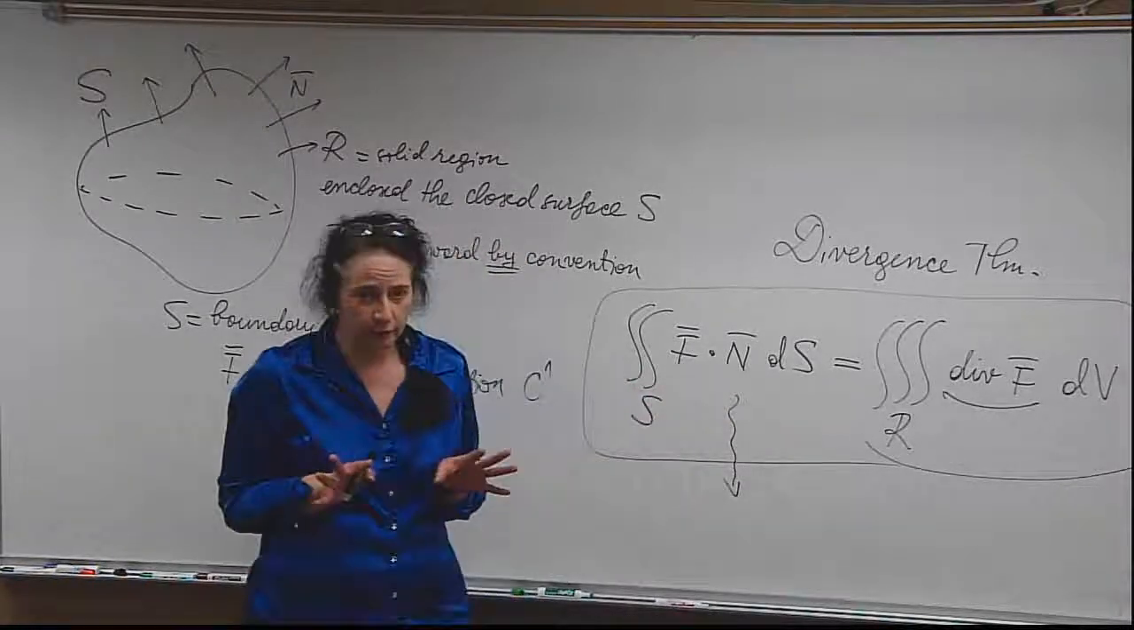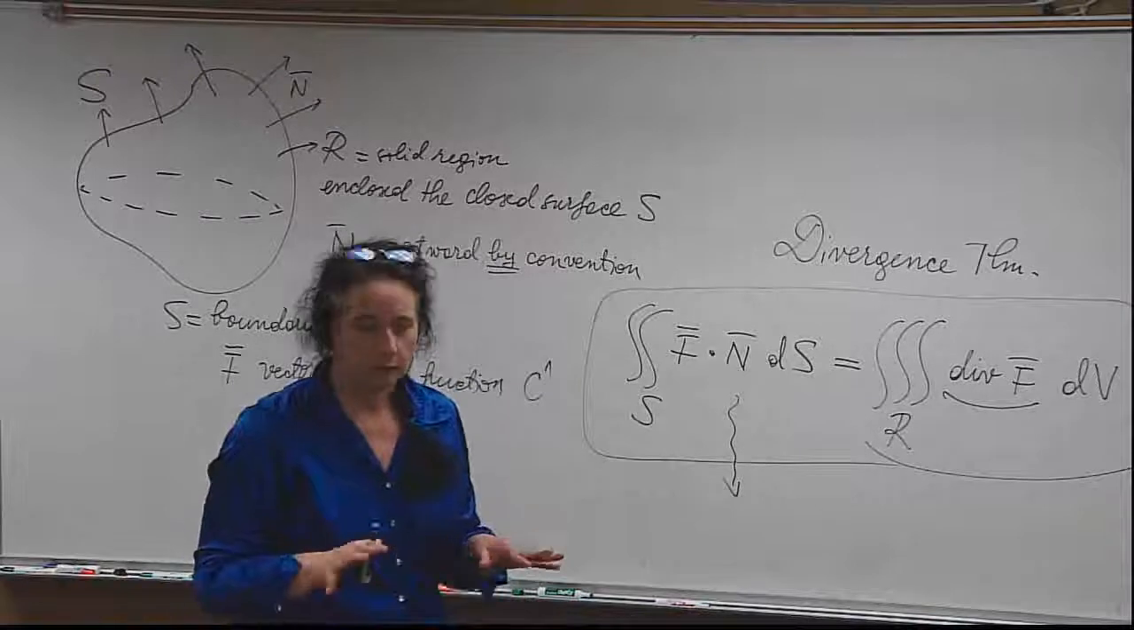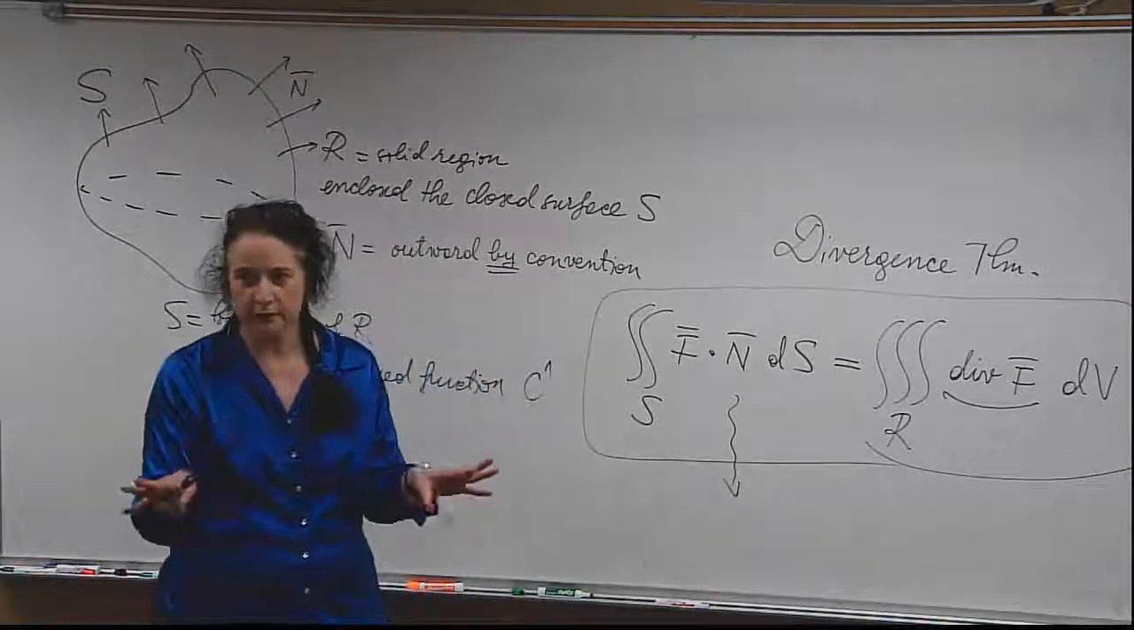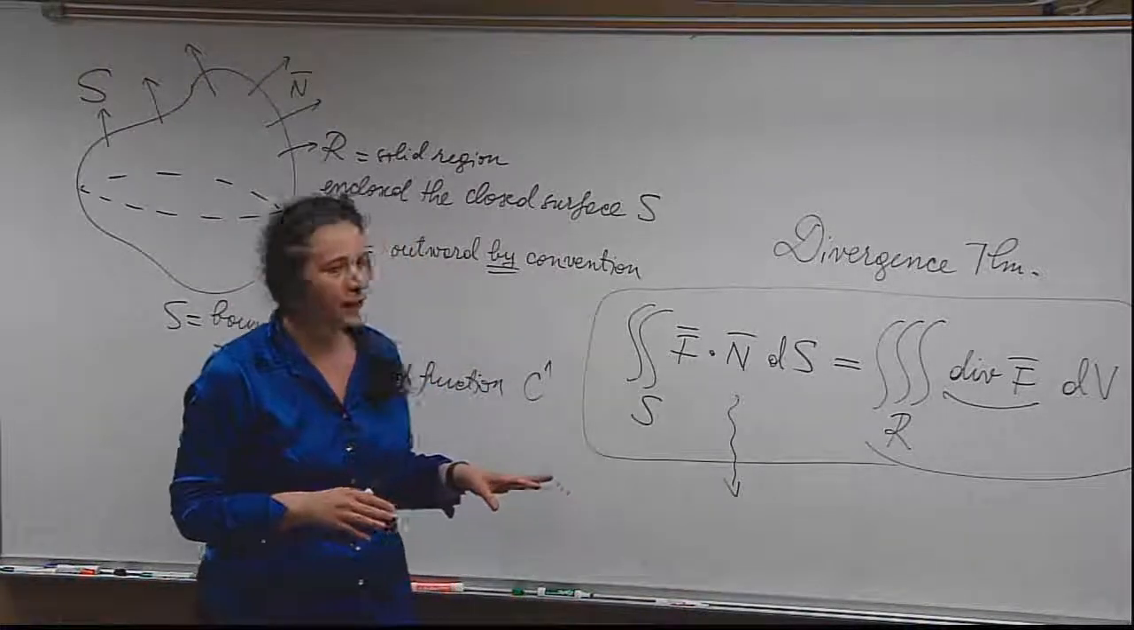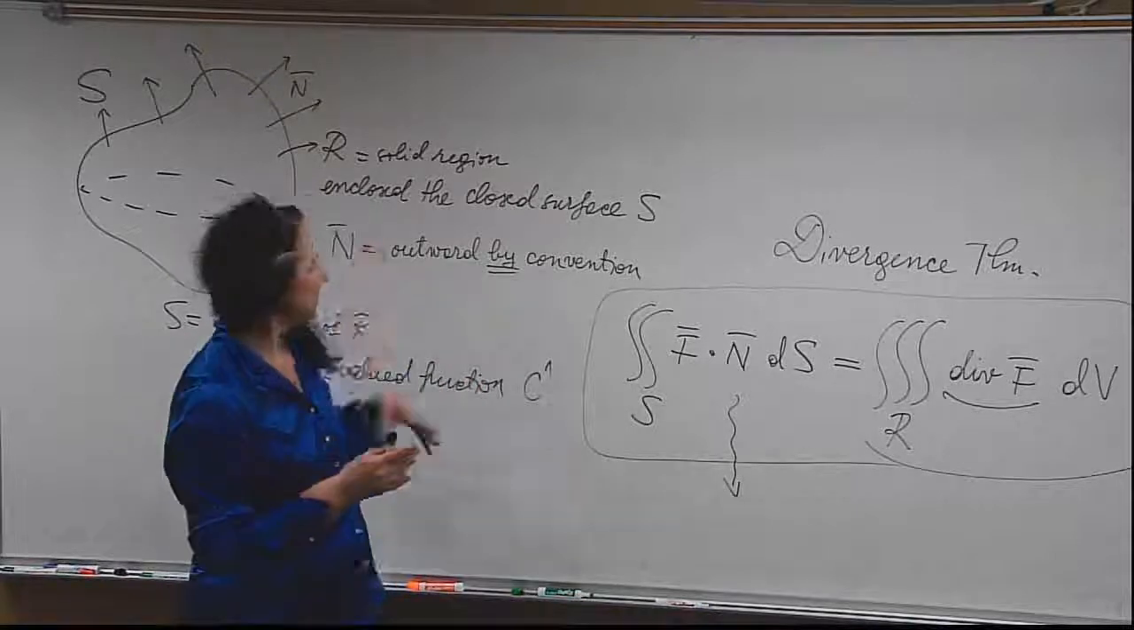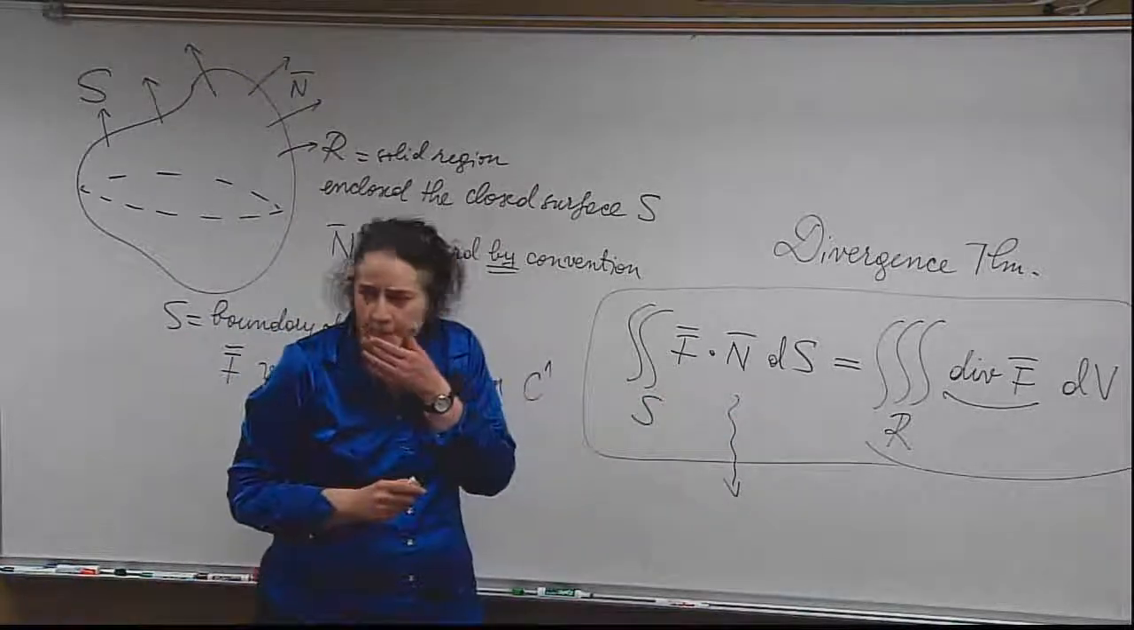F is some sort of field, vector valued field. N is the outer normal in this case. What is the meaning of that?